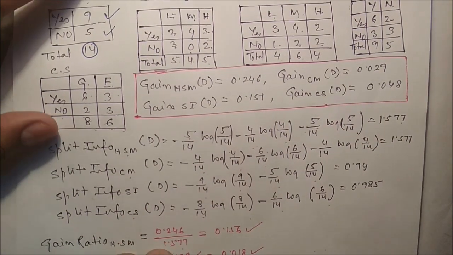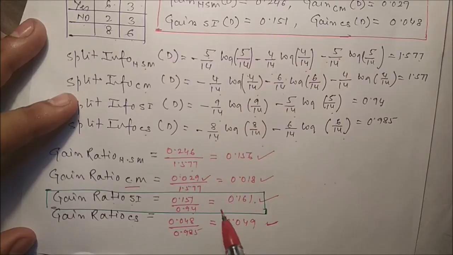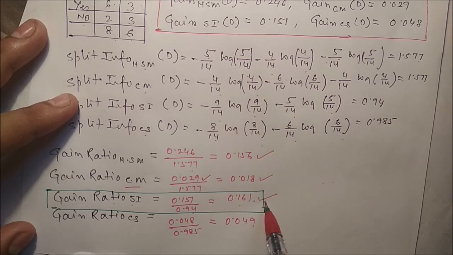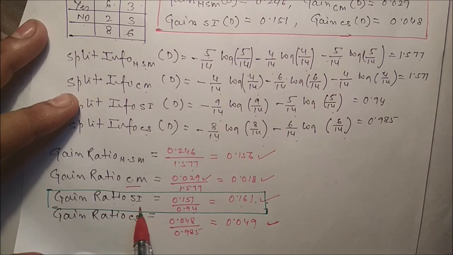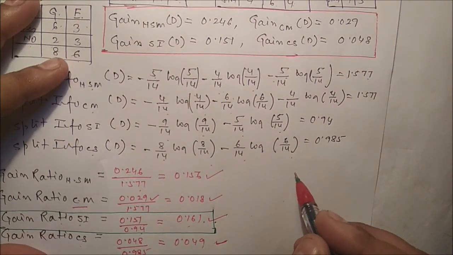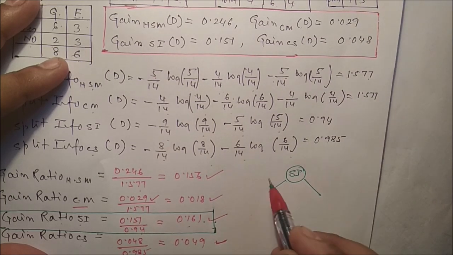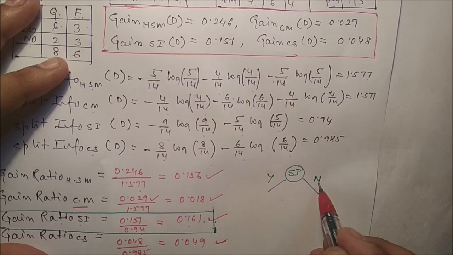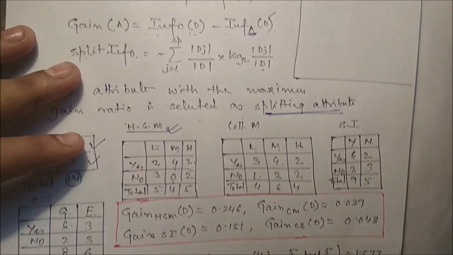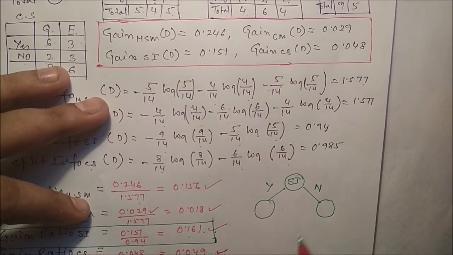We already know that the attribute with the maximum gain ratio is selected as the splitting attribute. Out of the gain ratios, 0.161 is the maximum value, for sports interested. That means the first attribute will be sports interested, with branches yes and no. Clear? Then we have to recursively apply the same technique to identify the next splitting attribute.